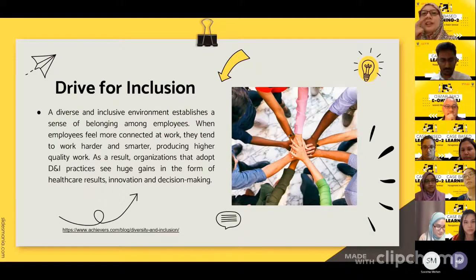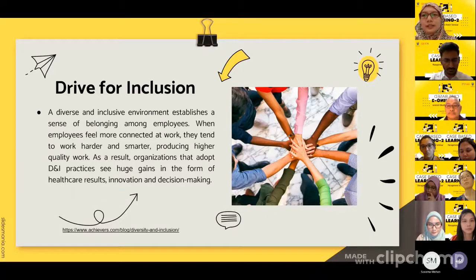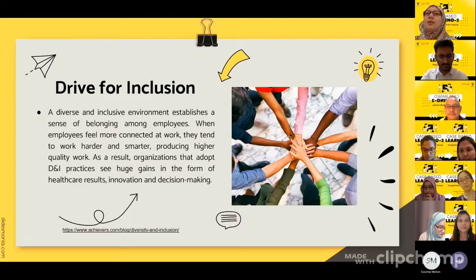The last one is drive for inclusion. A diverse and inclusive environment establishes a sense of belonging among employees. When employees feel more connected at work, they tend to work harder, smarter, and produce higher quality of work. As a result, organizations that adopt D&I practices can see huge gains in the form of healthcare results, innovation, and decision making. So I pass to my colleague, Ms. Irene, for the next presentation.